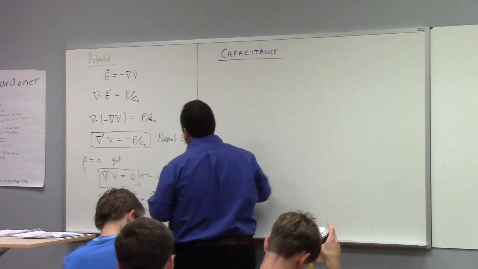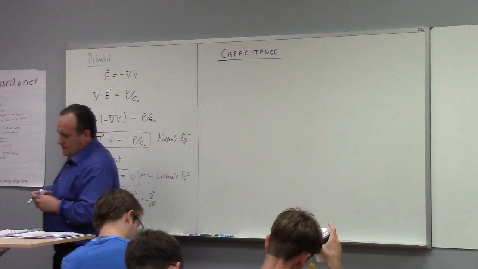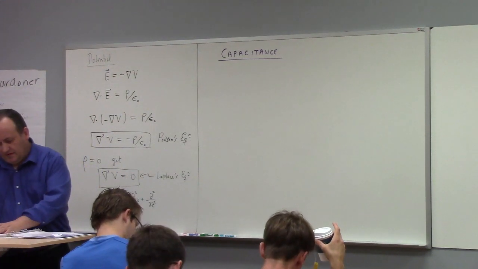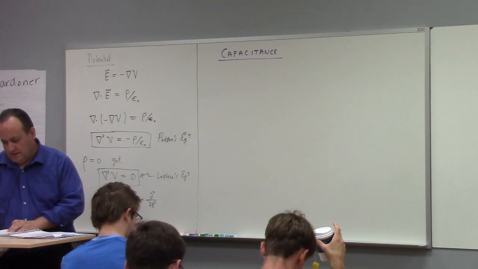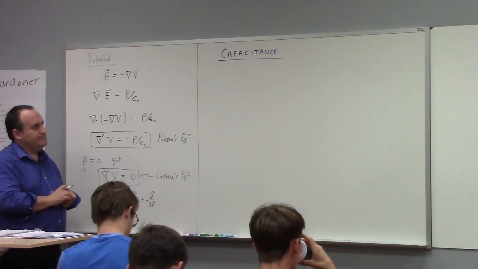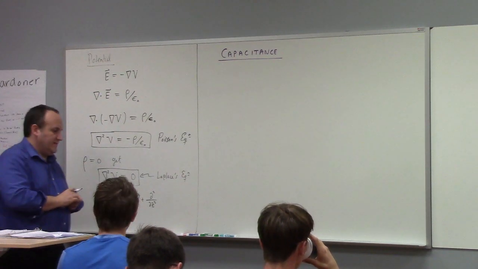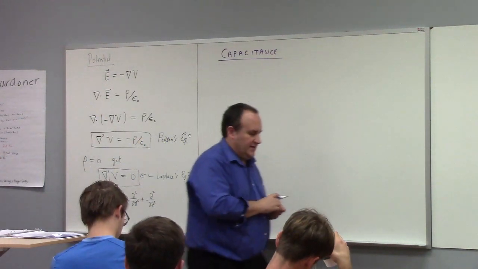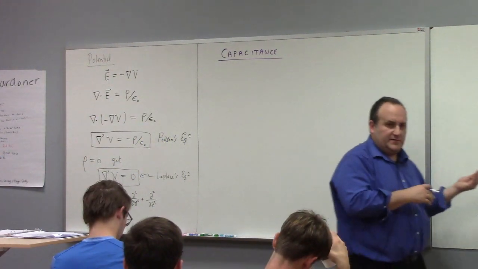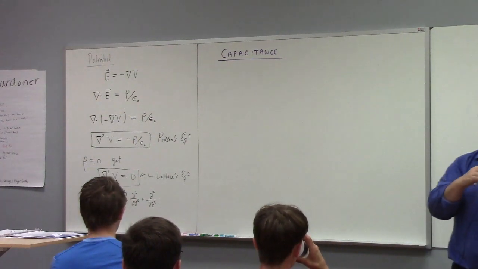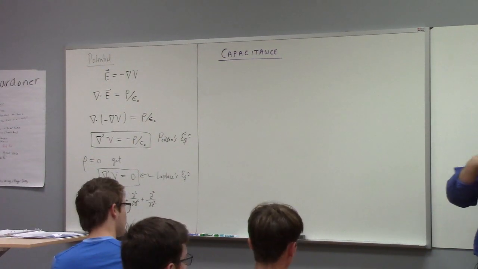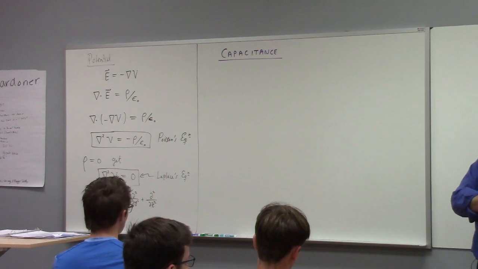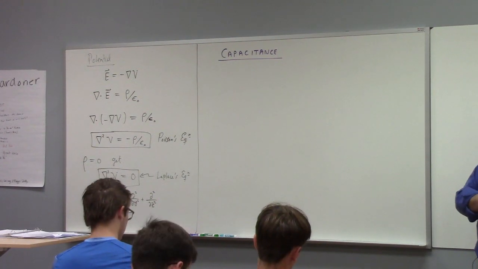So capacitance is an important property of a particular geometric assembly, I guess you could say. You have to have two conductors, and then you've got some geometry that is connecting them. Perhaps there's some material between the conductors, whatever.